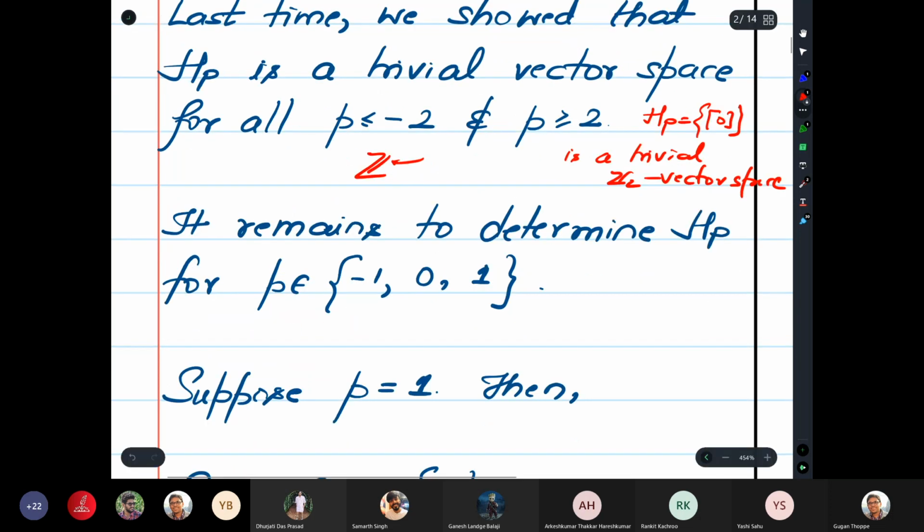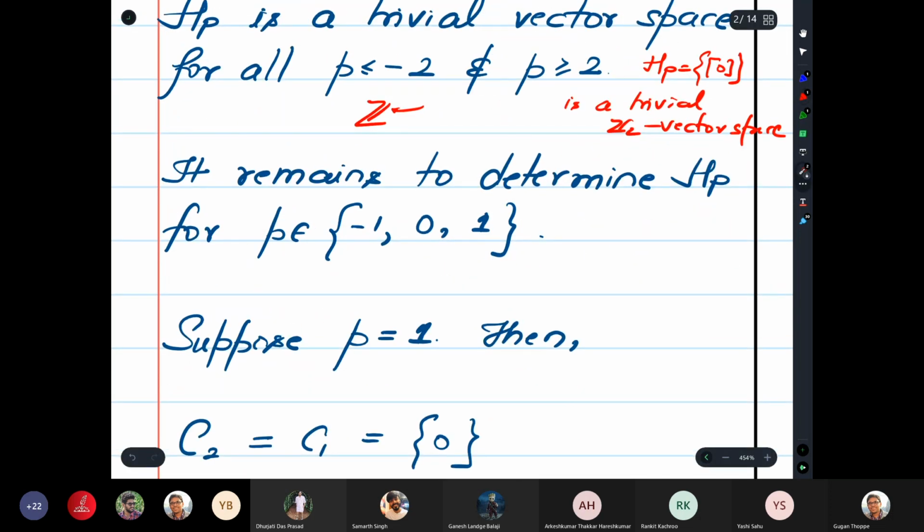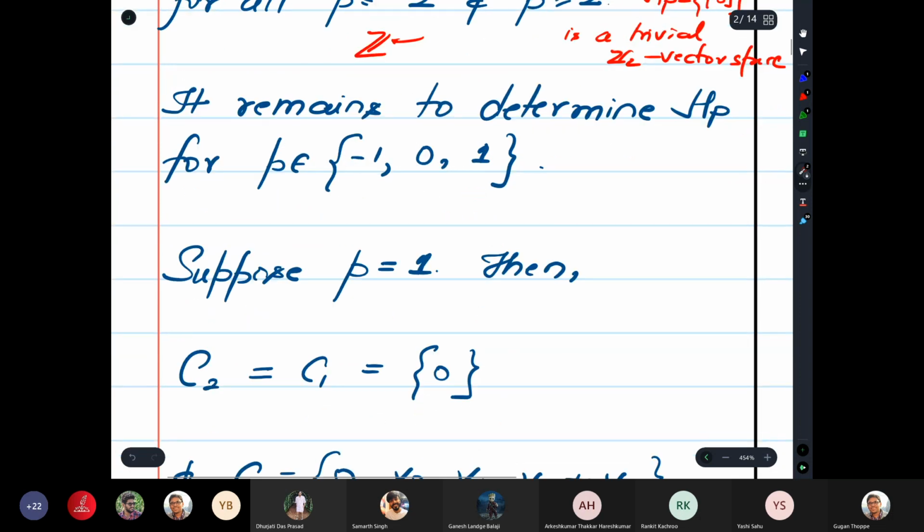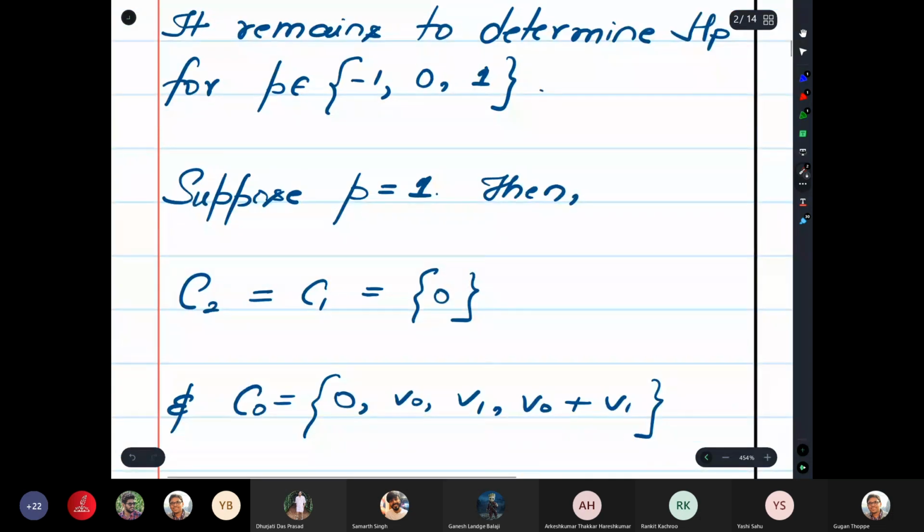All right. So now in this example, it remains to determine the Pth homology group for P in this set, that is P either being -1, 0 or 1. So we will take these cases one by one and see what happens. First let's begin with the case that P is 1. So if P is 1, our goal is to compute H1, right? So H1 is Z1 quotient B1, right?